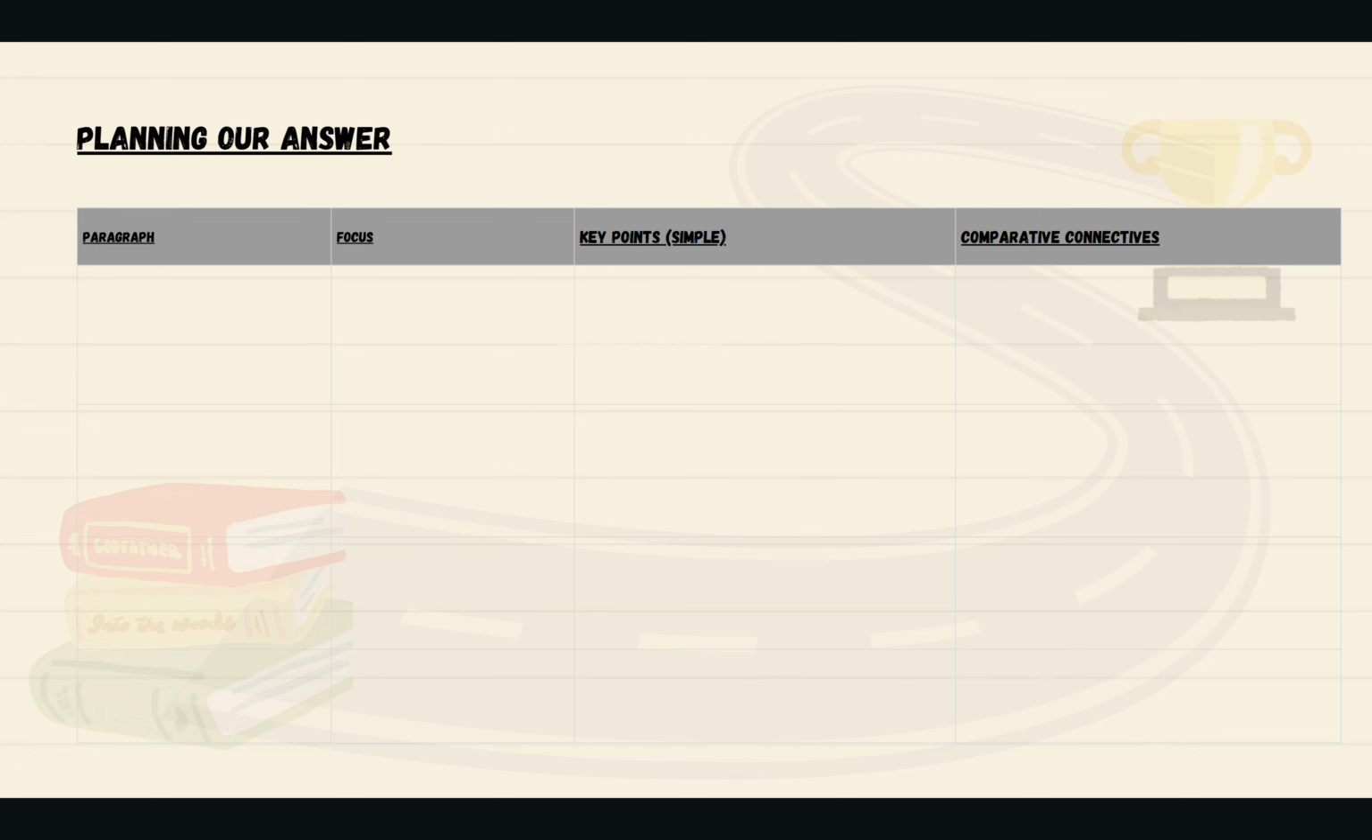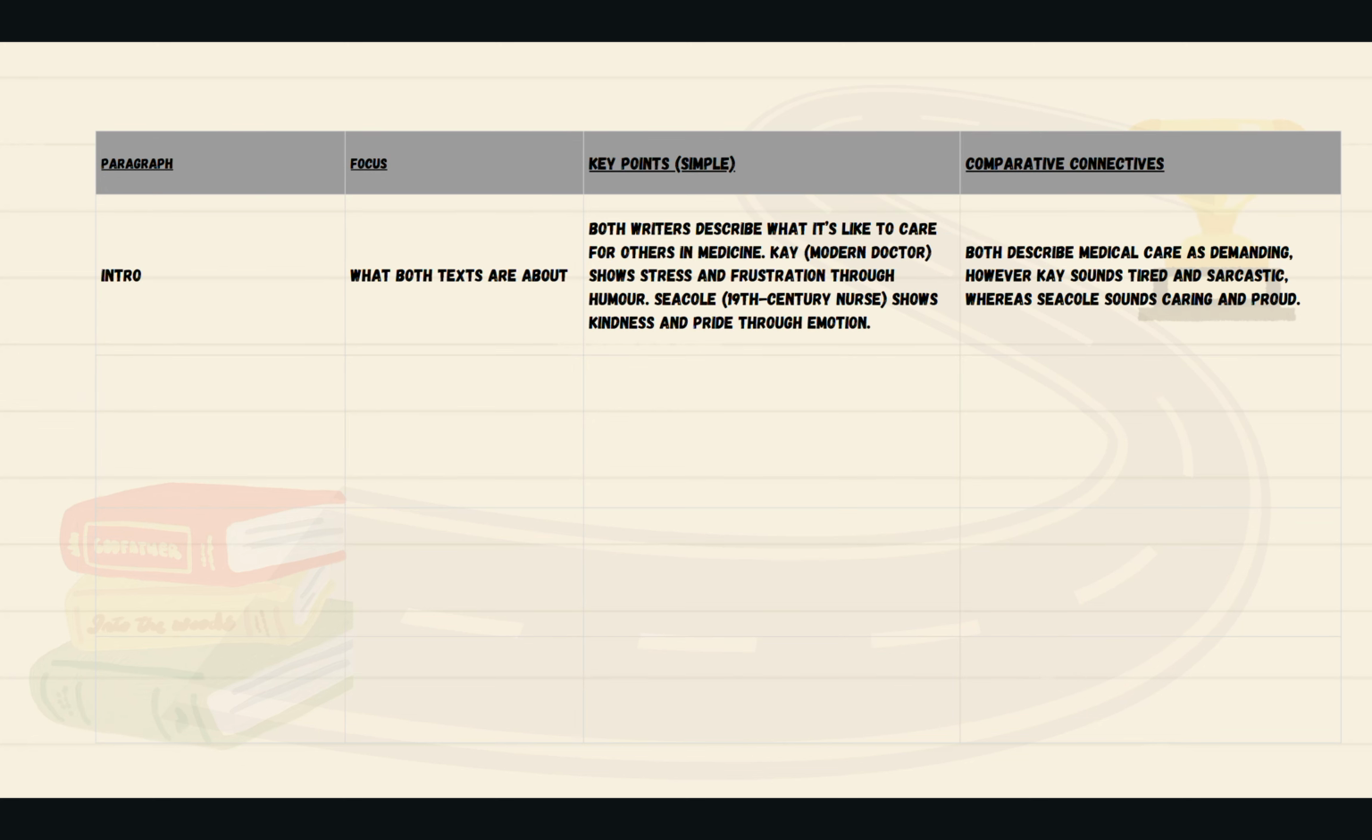If we first plan the intro, we can see that the intro focuses on what both texts are about. So we can say that both writers describe what it is like to care for others in medicine. Kay, who is the modern doctor in source A, shows stress and frustration throughout her humour, whereas Seacole, in source B, a 19th century nurse, shows kindness and pride through emotion. And as a comparative connective, I've said both describe medical care as demanding, however Kay sounds tired and sarcastic, whereas Seacole sounds caring and proud.